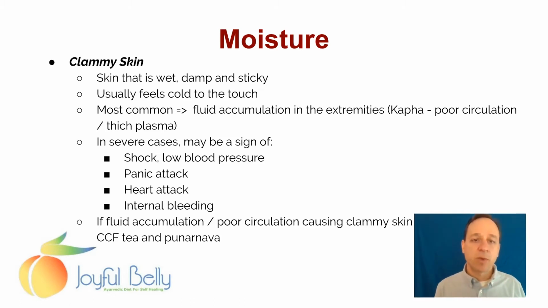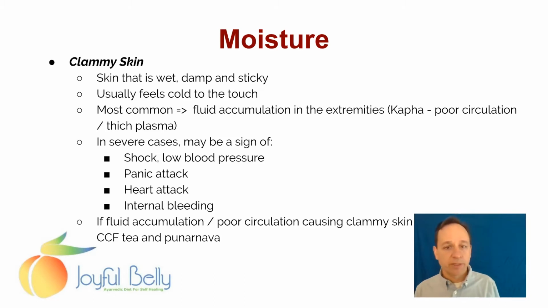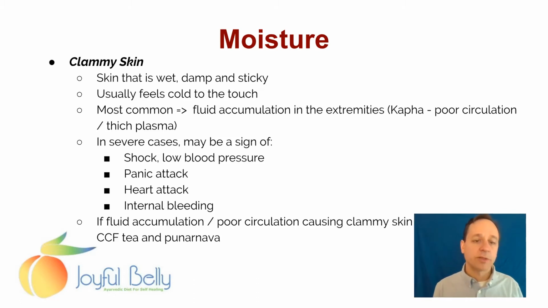Sometimes people's skin is clammy. Clammy skin is skin that is wet, damp, or sticky, and it usually feels cold to the touch. And it's most common in the extremities where there's poor circulation. And it can also be a case of shock or sudden low blood pressure. Think about a person who breaks out in a cold sweat because they're afraid. That could come from a panic attack, also even from a heart attack, and it can be a sign of even internal bleeding.